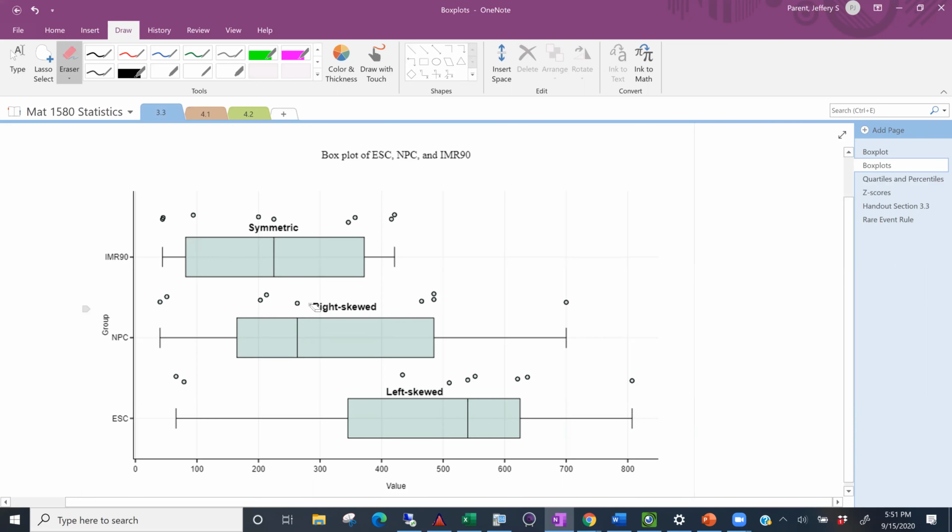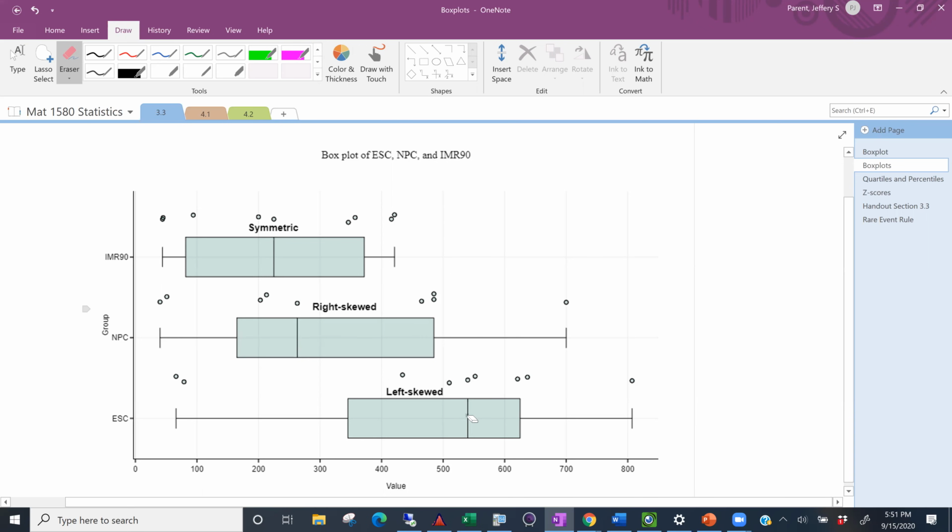How about this next one? This one is supposedly right skewed. And the reason it's right skewed is because there's a much bigger spread of data to the right of the middle half, or to the right of the halfway point, the median, than there is to the left. To the left, things are kind of squished together compared to how spread out they are on the right. So this is right skewed.